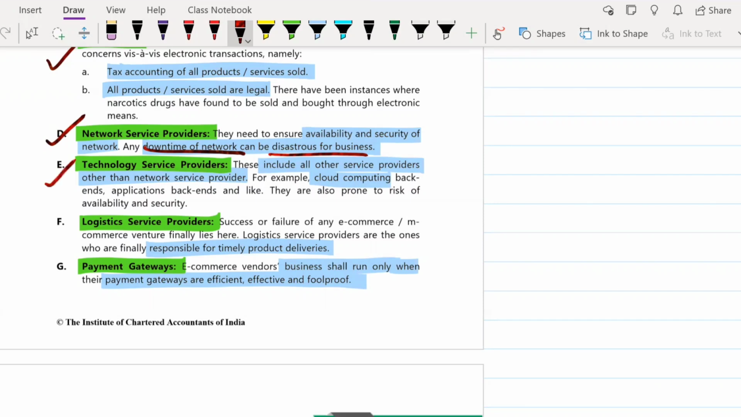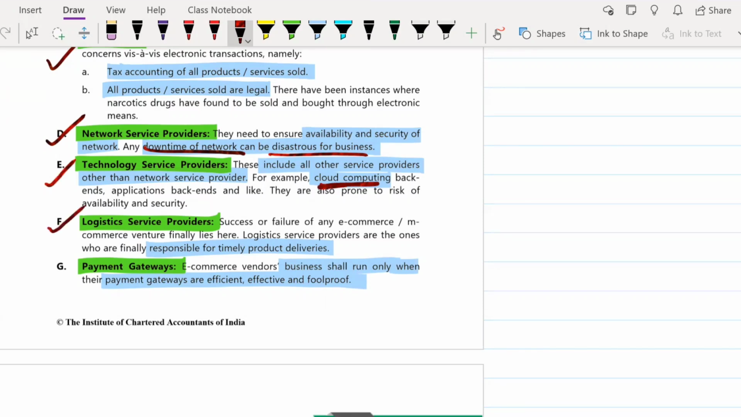Next is technological service providers. That means other than the internet connection, any tech that is needed for e-commerce, for example cloud computing, which we are going to learn in the later part of the chapter. These providers are also users of e-commerce.